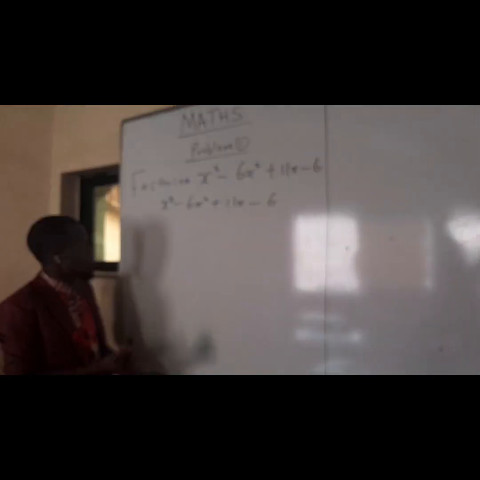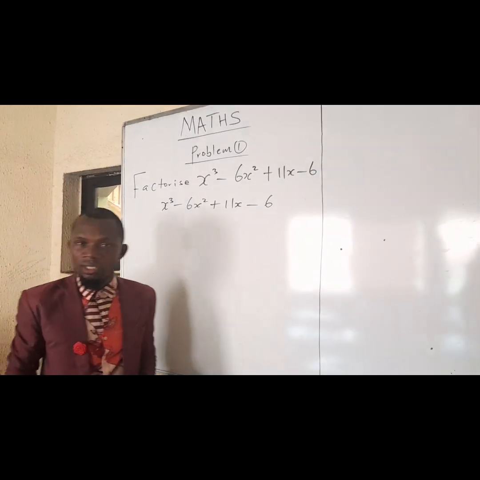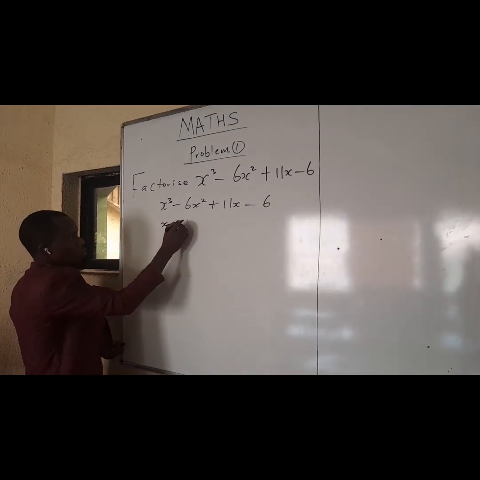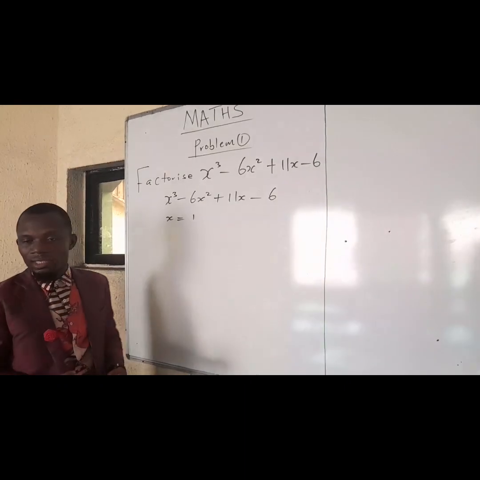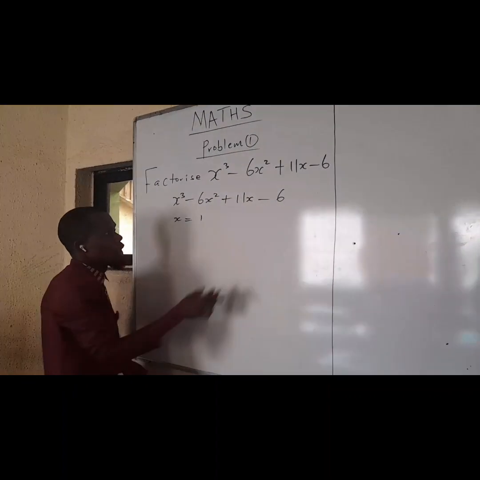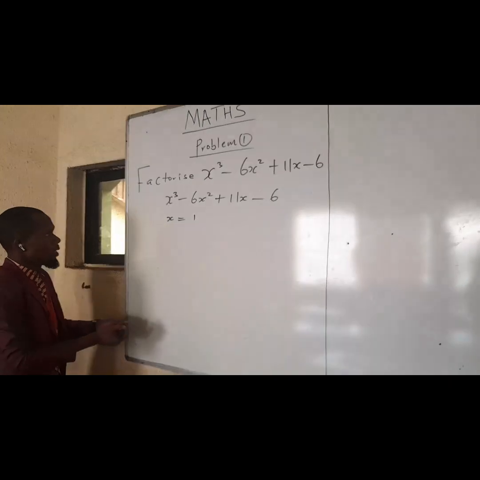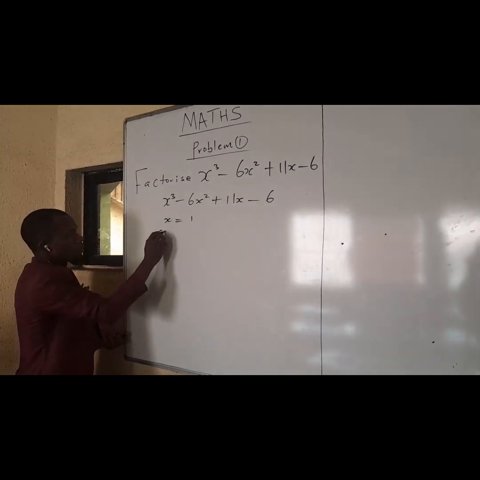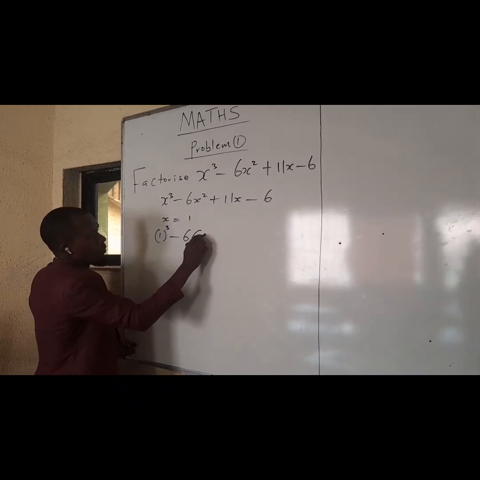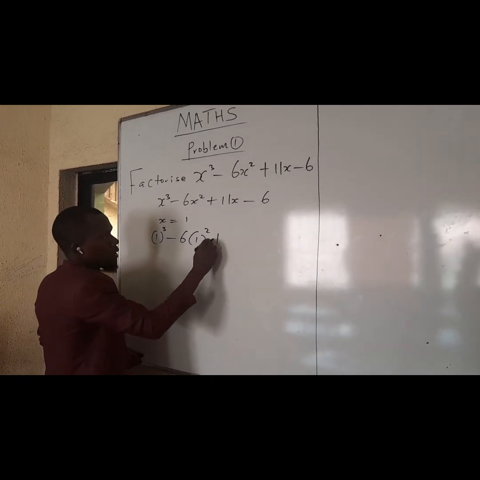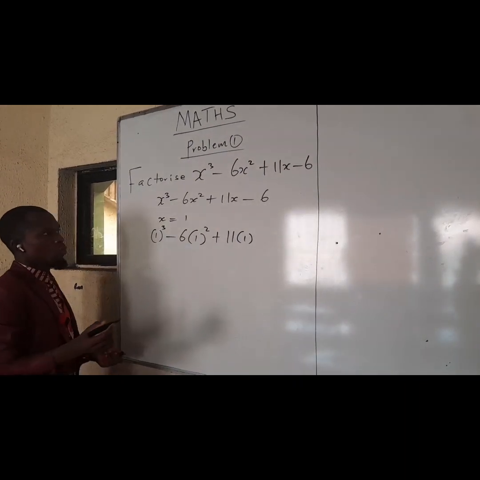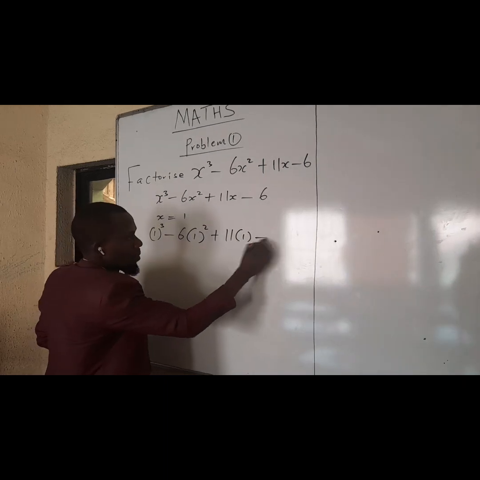Let me say x equals 1. Let me start from x equals 1 and see whether this equation will be 0. So I'll now have 1 raised to the power of 3, minus 6 times 1 raised to the power of 2, plus 11 times 1, minus 6.